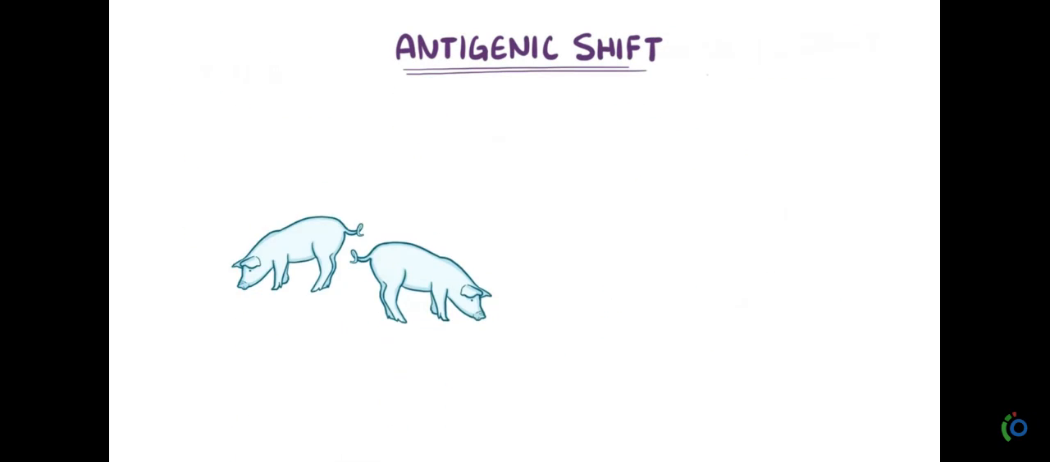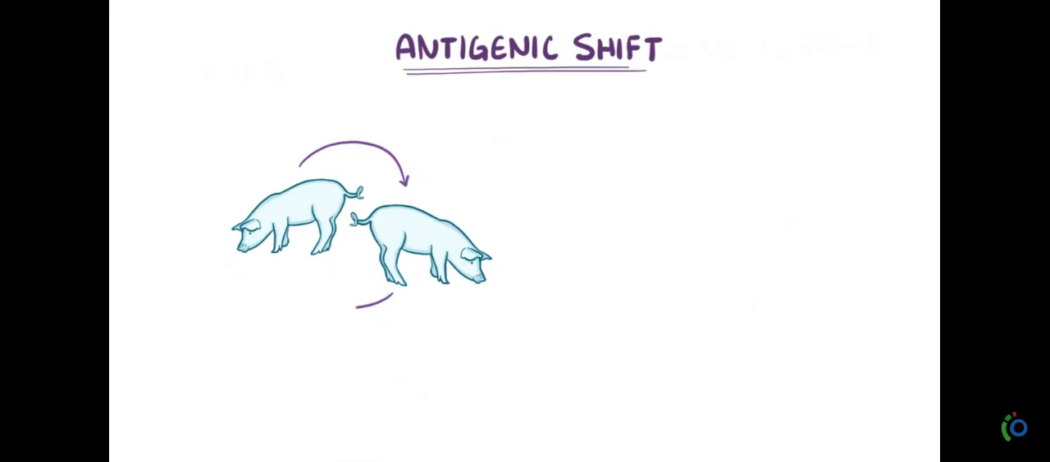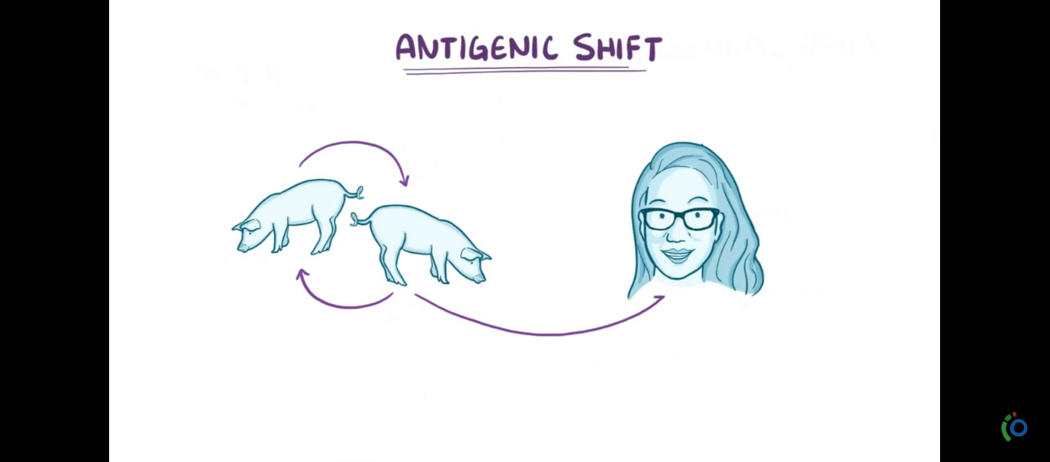In addition, a process called antigenic shift is where sometimes a virus will be circulating among animal populations like pigs or chickens, and then it'll suddenly change in a way that allows the virus to infect humans as well.